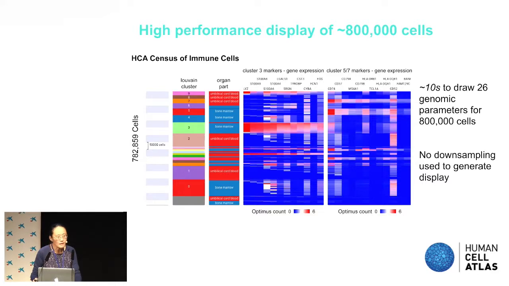We have highly optimized our visualization to display 1 million cells dynamically. What you see here is a screenshot of 800,000 cells from the Sensitive Immune Cell Project. There are a total of 26 parameters across the entire spreadsheet, and to display that over 800,000 cells takes about 10 seconds over UC Santa Cruz campus network speed. We don't use any data downsampling in generating this view.